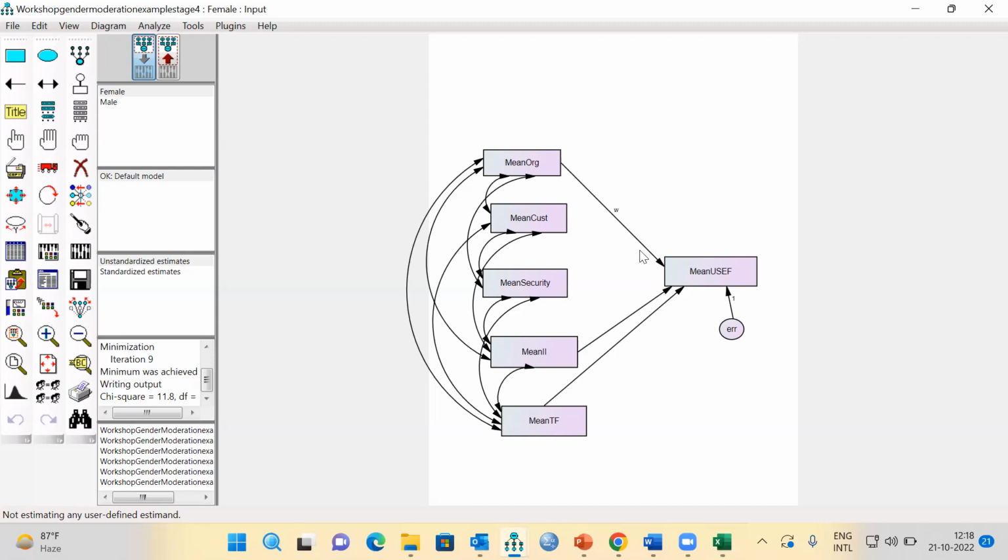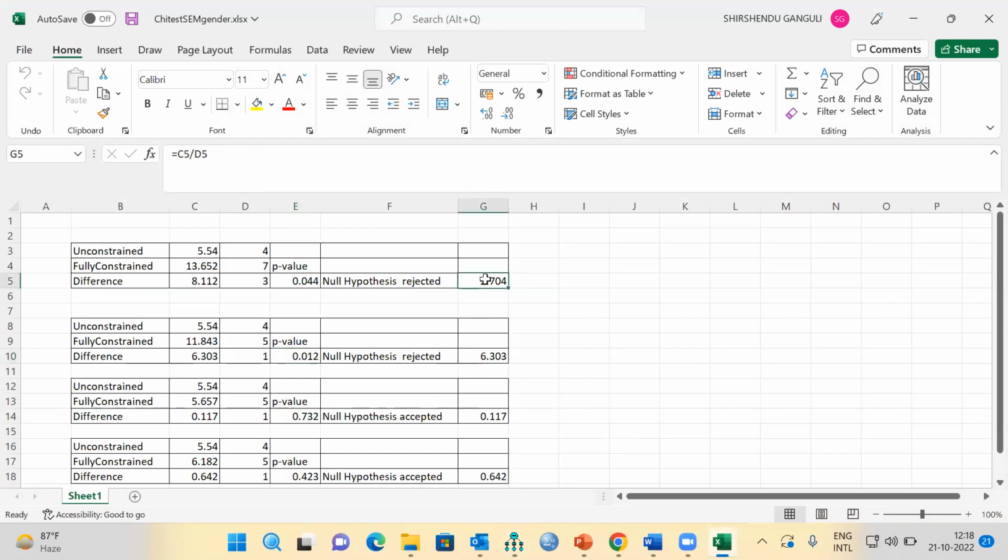Clear? Any doubt here? Sir, I have a doubt. Yeah, tell me. In the Excel sheet, there are values in the last column. What are the values in this last column?